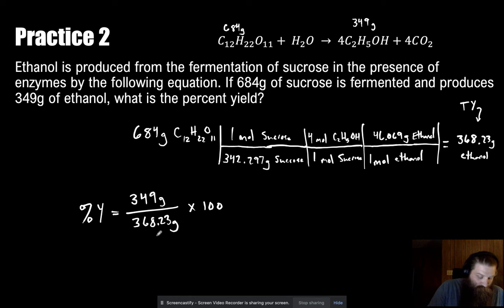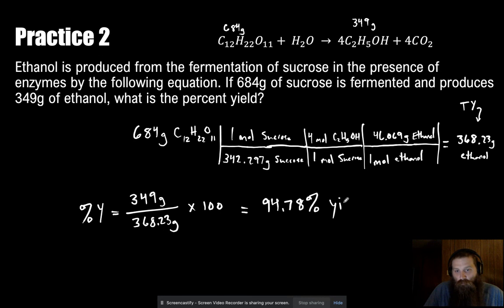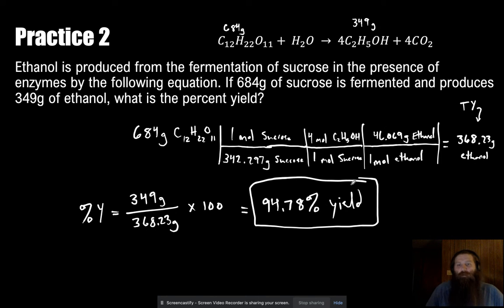So 368.23 times 100. So we have a 94.78% yield. That's a good percent yield. Anything around 95 or better is a good percent yield. So that's a great percent yield there. All right. Let me change something over here.